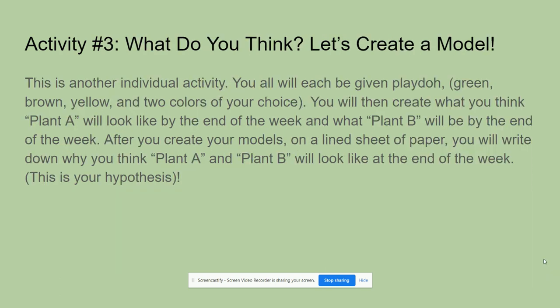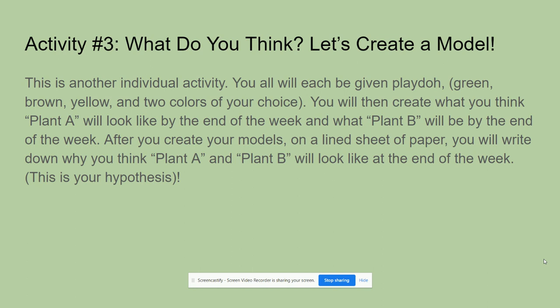Activity number 3 is what do you think? Let's create a model. So in this one, they will be given Play-Doh, which will be green, brown, yellow, and 2 colors of their choice. They will then create what they think plant A will look like at the end of the week and what plant B will look like by the end of the week.